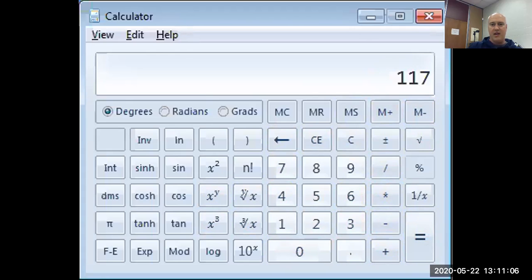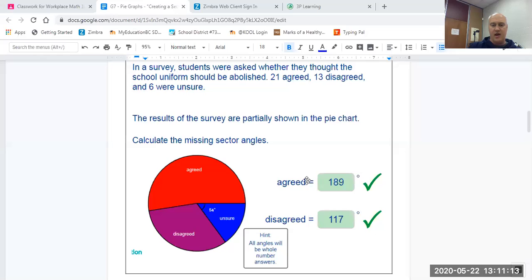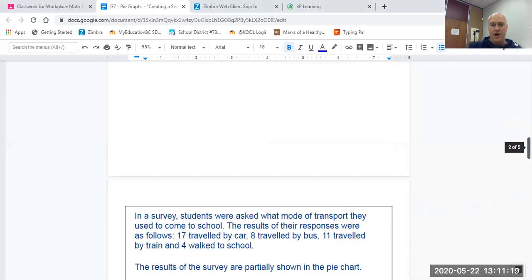So if I go back here now to my thing, this is why this is 189 degrees and this is 117 degrees. Hopefully that makes sense to you. So let's take a look at another example.